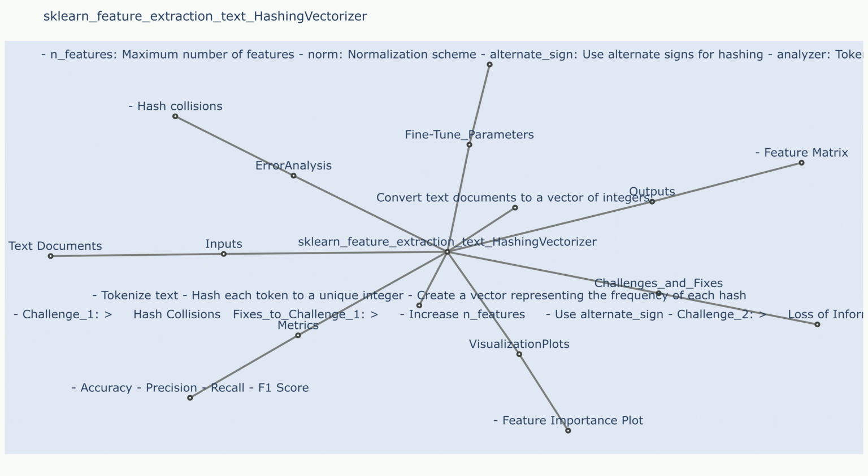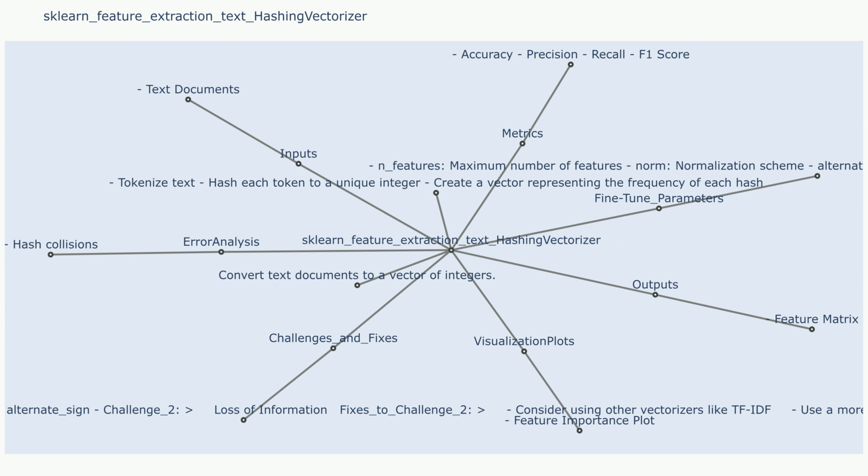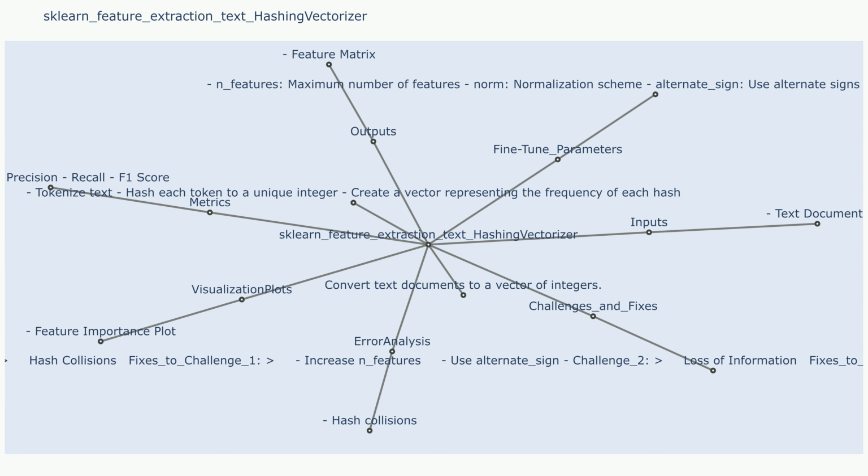Fine-tune parameters. N features: experiment with different values to control the number of features and potentially affect model performance. Norm. Consider different normalization methods (L1, L2, none) based on the specific machine learning algorithm being used. NGRAM range. Adjust the range of n-grams to capture different semantic relationships, e.g. unigrams, bigrams, trigrams. Uncertainty methods.